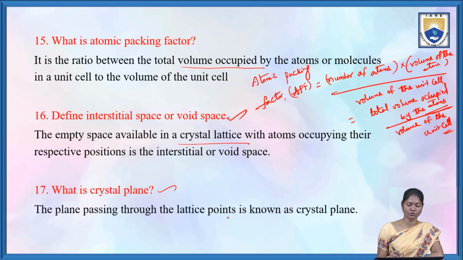What is a crystal plane? The plane passing through the lattice points is known as crystal plane. So a plane passing through the lattice points. So these are the lattice points. The plane passing through the lattice points is called the lattice plane. So these are the lattice planes.